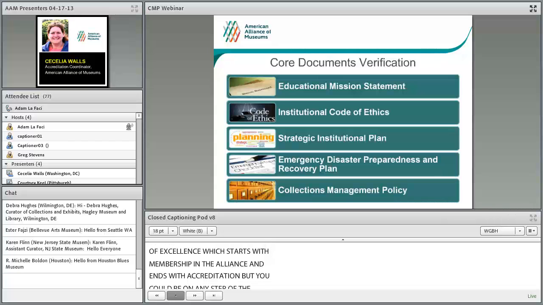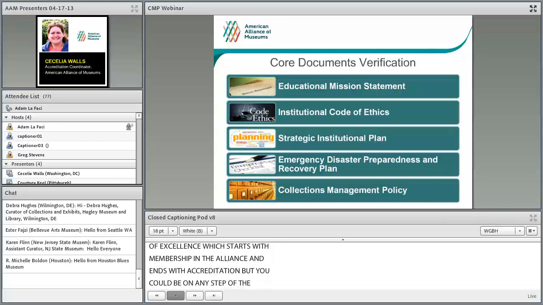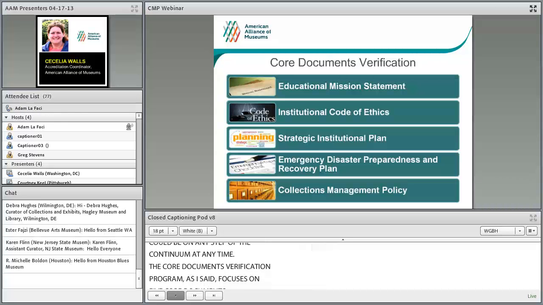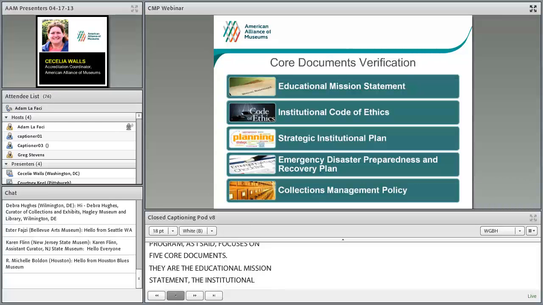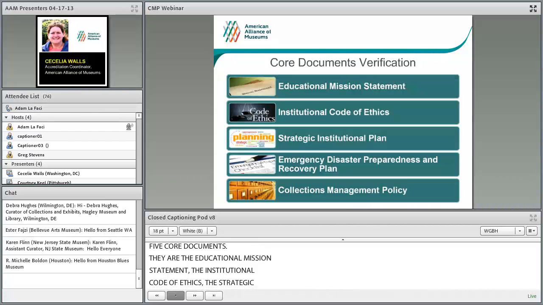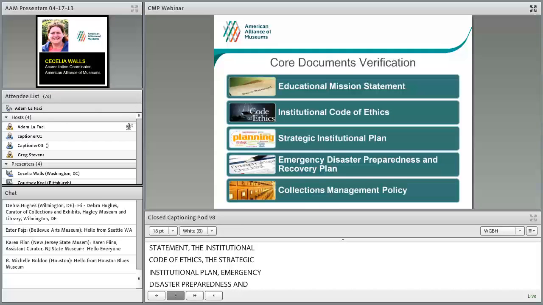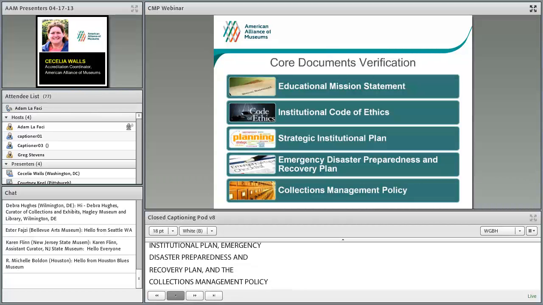The Core Documents Verification Program, as I said, focuses on 5 core documents. They are the Educational Mission Statement, the Institutional Code of Ethics, the Strategic Institutional Plan, Emergency Disaster Preparedness and Recovery Plan, and the Collections Management Policy, which we're going to focus on today. And because the Collections Policy is such a fundamental document for collecting institutions, it is one of the core documents.